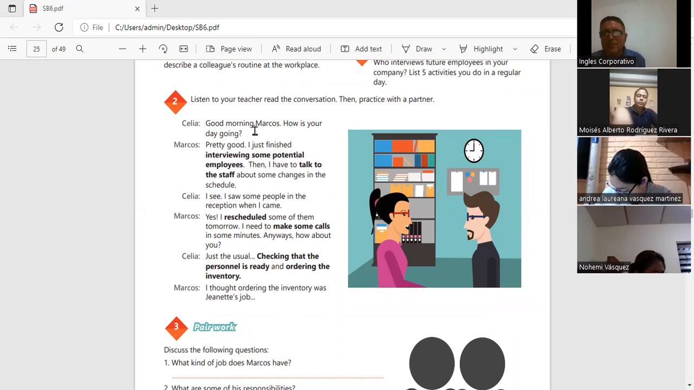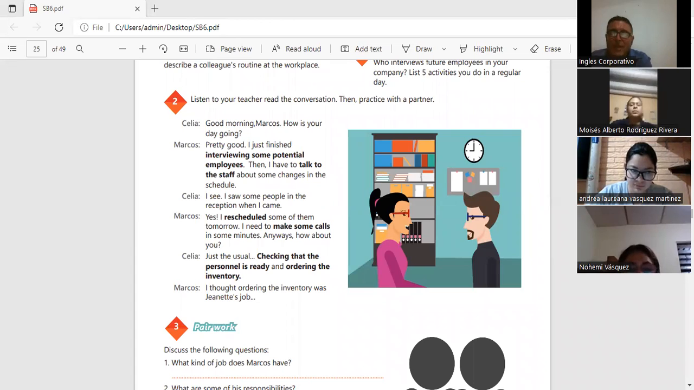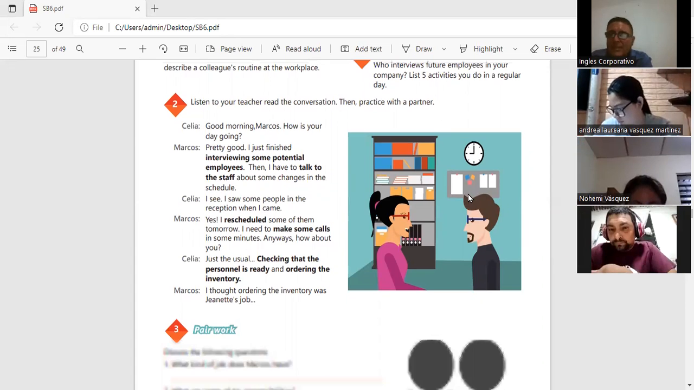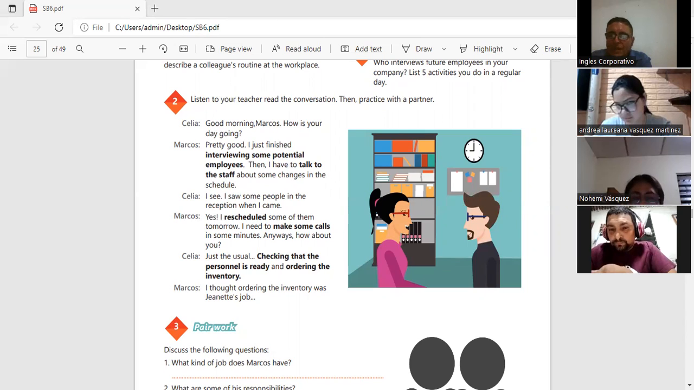So there are two people, maybe in a library. There is a bookshelf. There is a clock. And that is a bulletin board. What is the function of the bulletin board? To paste papers. Yes, with different types of information. Does the woman have long hair or short hair? The woman has short hair? Does the woman have long hair or short hair? Long hair. What does she have here?